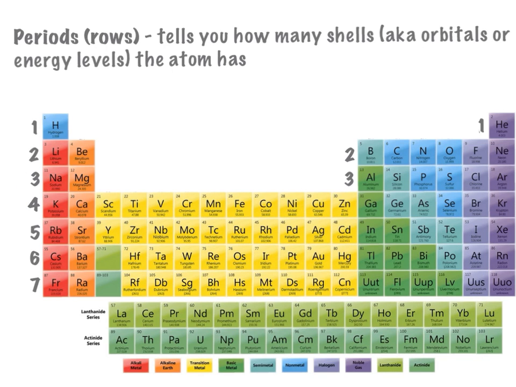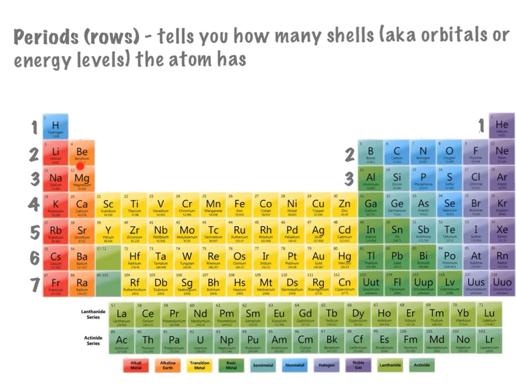Now we've zoomed in on the periodic table. So if I look at the first period, also known as the first row, that tells me that hydrogen and helium need one shell or one orbital or one energy level to hold their electrons. And if you recall, the first shell can only hold a maximum of 2 electrons.